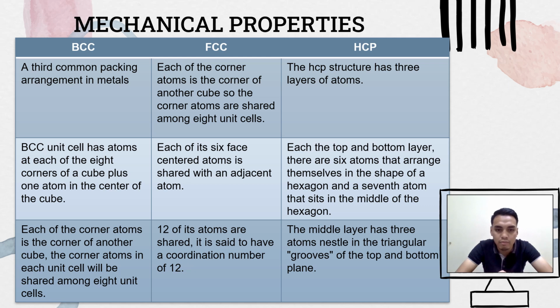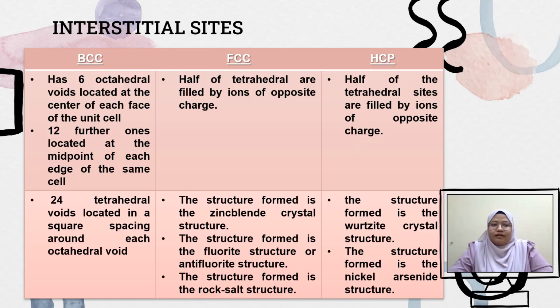It is said to have a coordination number of 12 for the FCC. For the HCP, the structure has 3 layers of atoms, and the middle layer has 3 atoms nestled in the triangular groove of the top and bottom plane. Okay, next, to differentiate between BCC, FCC, and HCP in interstitial sites.